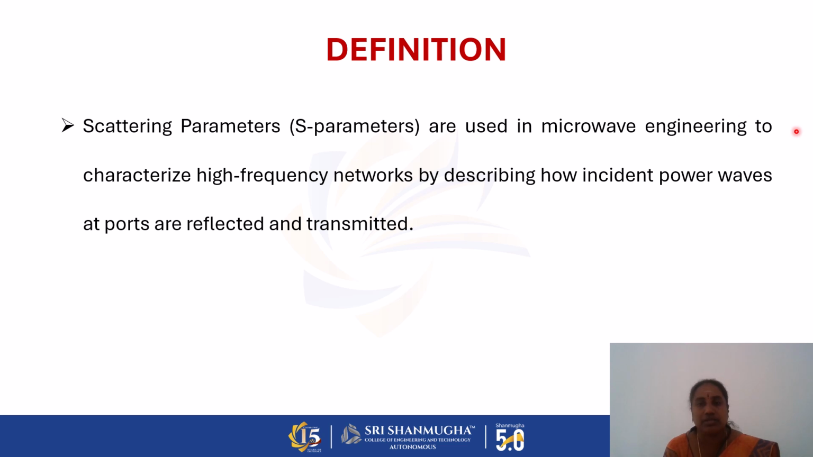Scattering parameters are mainly used for calculating the power levels between the incident wave from the source and the destination, that is, how the incident power waves at the ports are reflected and then transmitted from the input side. Here we calculate the power level, P equals V into I. For measuring at high frequency ranges, the parameter is scattering parameters. In terms of scattering parameters, we calculate the voltage and current values and the corresponding power levels at certain elements of the microwave system.